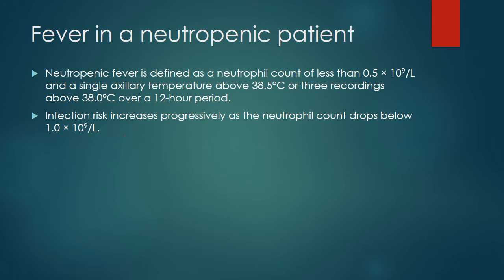So what does a fever in a neutropenic patient mean? First of all, there should be neutropenia, that is decreased amount of neutrophils, and second of all, there should be fever. So neutrophil count should be less than 0.5 x 10^9 per liter, and the single axillary temperature should be less than 38.5 degrees Celsius or 3 recordings above 38 degrees Celsius over a 12-hour period. And as we know, infection risk increases progressively as the neutrophil count drops below 1 x 10^9 per liter.